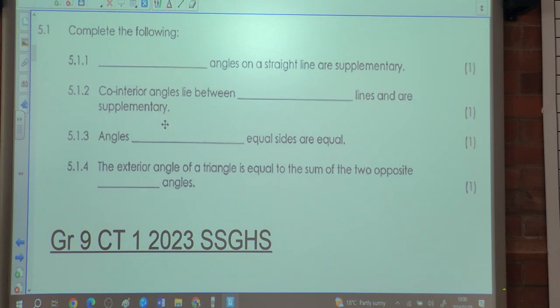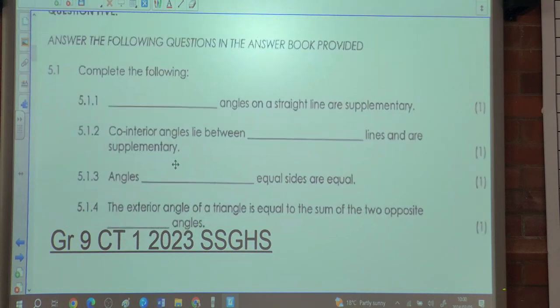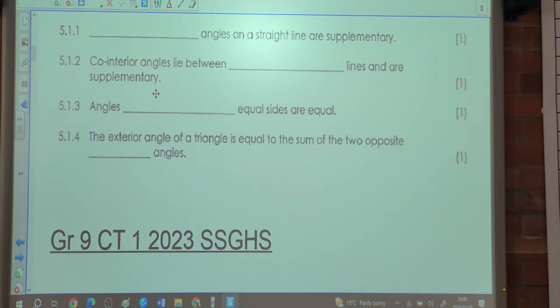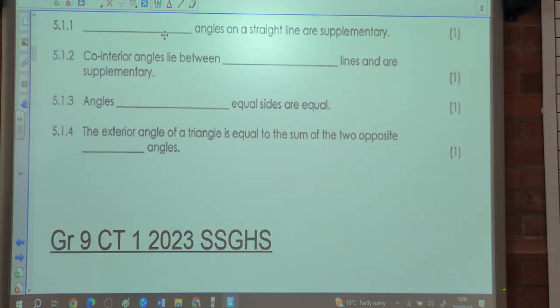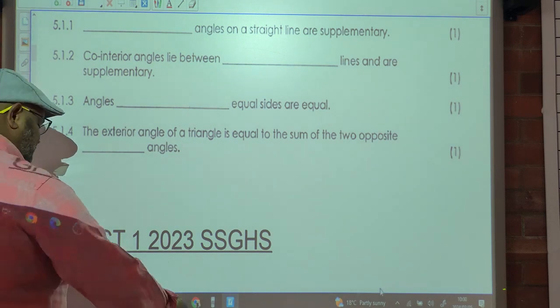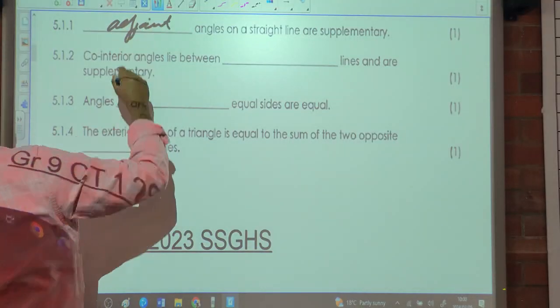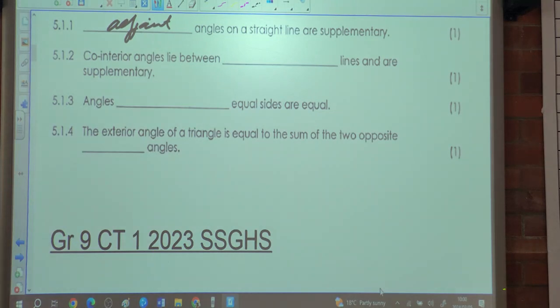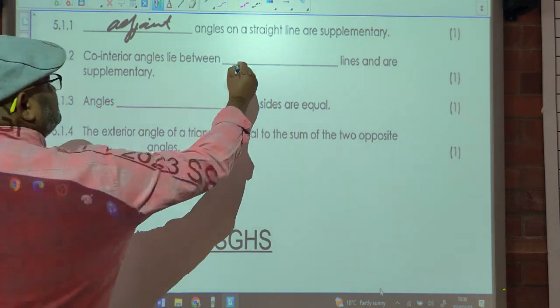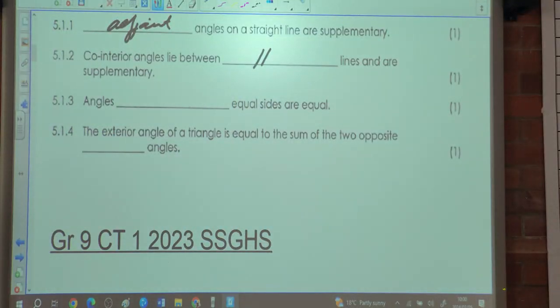Right. We're back at it. You guys have done geometry, no? Answer the following questions in your answer book. Complete the following. 5.1.1. Adjacent angles on a straight line are supplementary. What do we say there? Adjacent. Cointerior angles lie between parallel lines and are supplementary. Angles opposite equal sides are equal. Angles opposite.